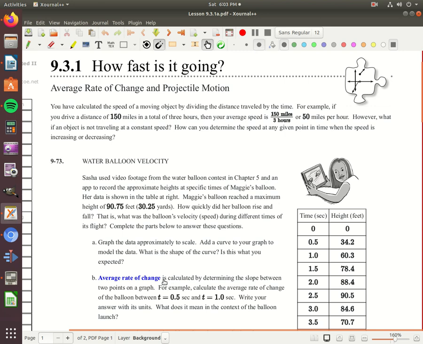Lesson 931. I will say after lesson 922, that video was a fist fight and a lot of work. This one I think is a lot easier, so hopefully we do a little bit better with this one.